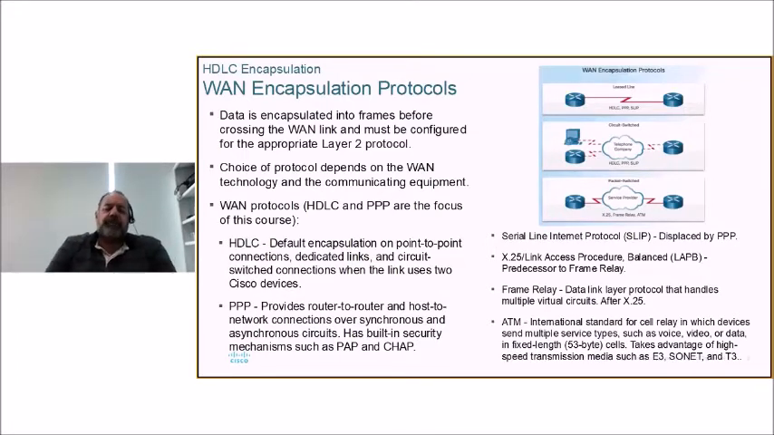Very efficient for that, but the downside is it's really good for voice and video, but that tiny little cell, 53 byte, and you only get a 48 byte payload, is tiny compared to a 1500 byte frame that you can send with frame relay or PPP or whatever it might be. And so it makes it less efficient for data. Very good for voice and video, not as good for data.